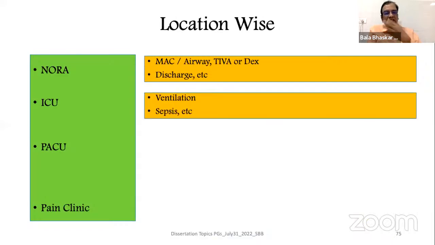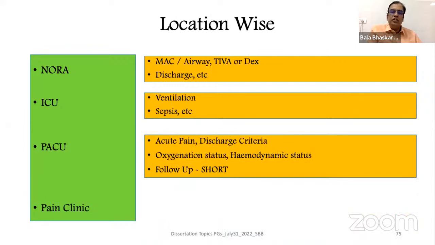Then ICU, definitely. In the ICU, we know ventilation-related topics can be chosen. Sepsis and other things can be chosen. PACU, normally we are trying to target acute pain, discharge criteria, the oxygenation status, hemodynamic status, right? The patient is just shifted. So the main aim is to see that the patient recovers from the anesthetic effects, then the patient is shifted to the wards or a step-down unit. And generally the follow-up is very short in PACU. So this is also an advantage when we think in terms of feasibility.